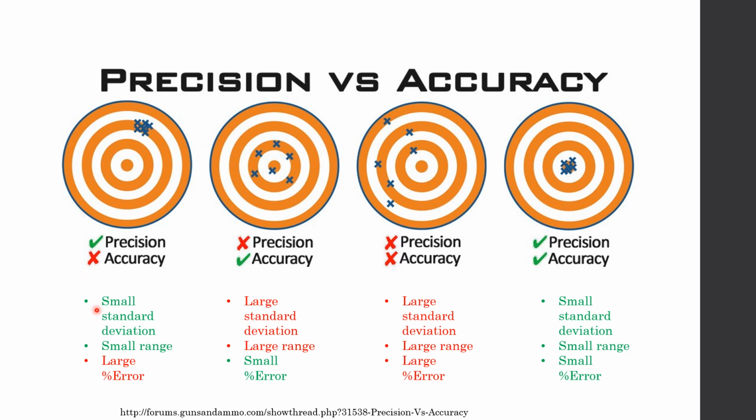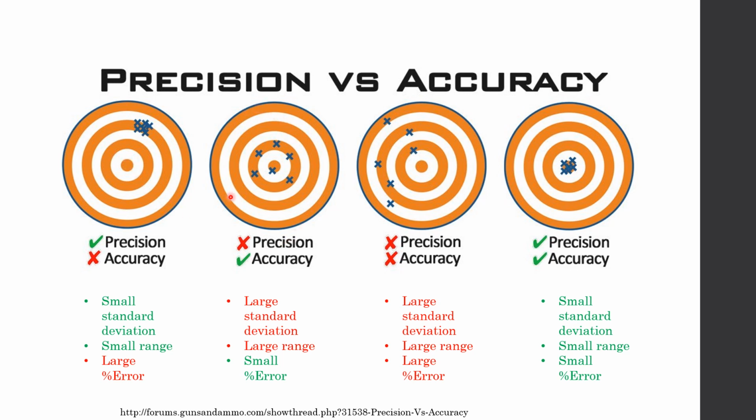So what that means is that we're going to have a small standard deviation, right? Because standard deviation measures the variation between our measurements. So there isn't a lot of variation between them. They're all very close together. It's also going to have a small range because they're clustered close together, so there isn't a big spread of these values. But it is going to have a very large percent error because the percent error is comparing how close these values are to the bullseye, right? That's our theoretical value, the bullseye.